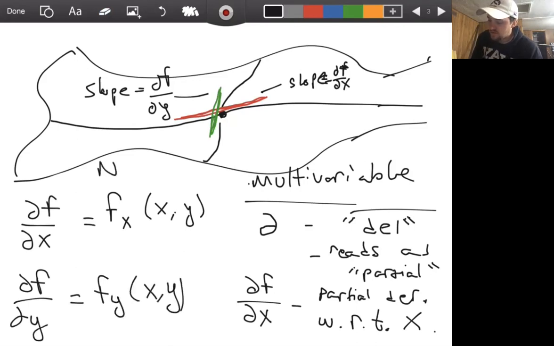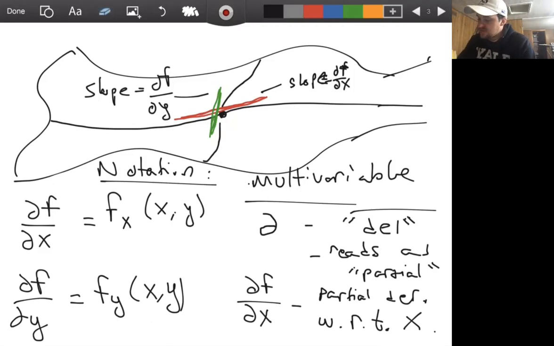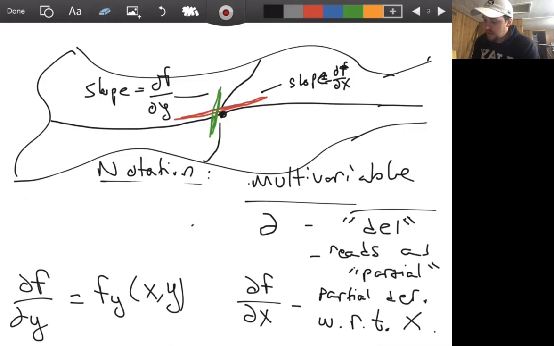And so this is all just notation, right? But geometrically what it is calculating is still instantaneous rate of change, but now just in coordinate directions, in each coordinate direction of our domain. And so now that we have this, let's get some rigorous definitions.